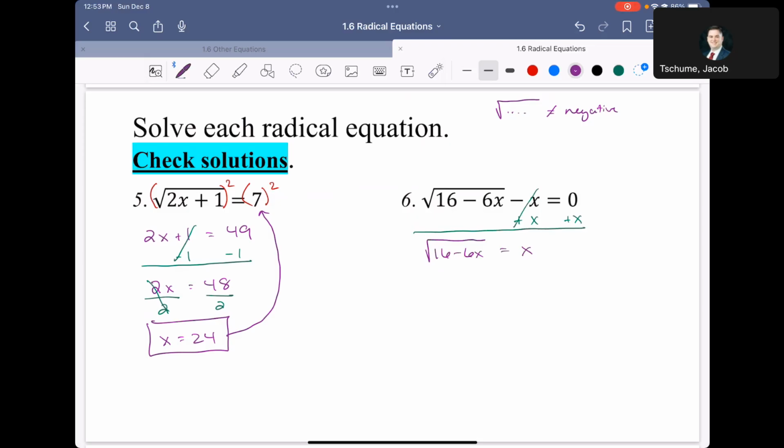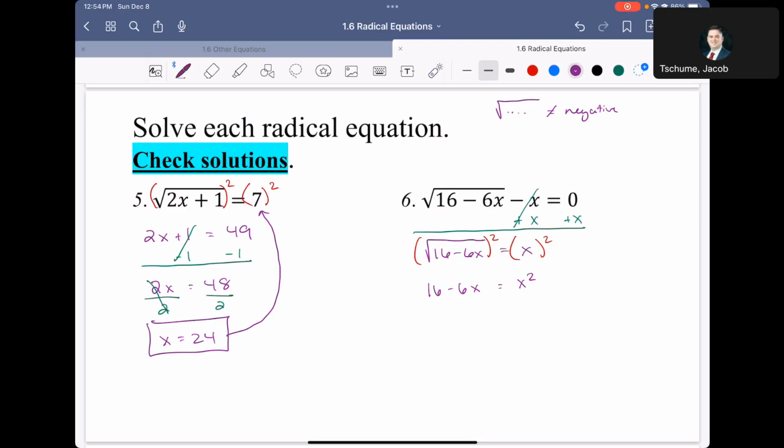And what's really nice here is we now have the square root on one side and we have everything else on the other. And so just like the previous example, to get rid of this square root, I am not only going to square it, I'm going to also square the other side of the equation to keep everything equivalent. Well, when you square a square root, it cancels, which gives you 16 minus 6x. And if you square x, you get x squared.